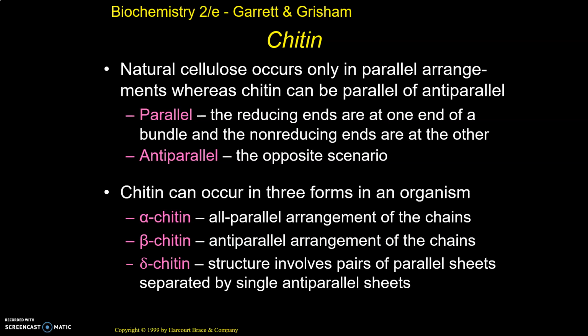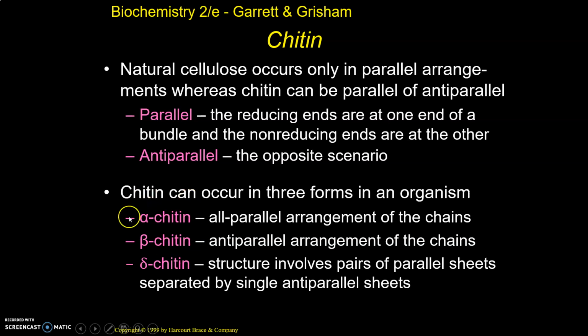All right. But let's talk about all the different forms that we can have, though, right? So, natural cellulose, right? Just like how we could have parallel beta sheets in proteins or anti-parallel beta sheets. Guess what? Same thing here. All right. So, since chitin is just like cellulose, we can have parallel or anti-parallel chitin, right? But there's actually three different forms of chitin that you can find.